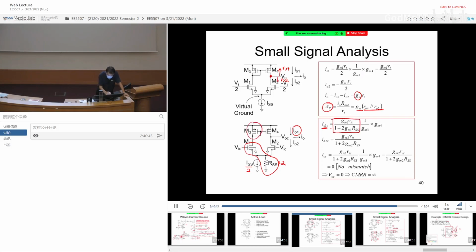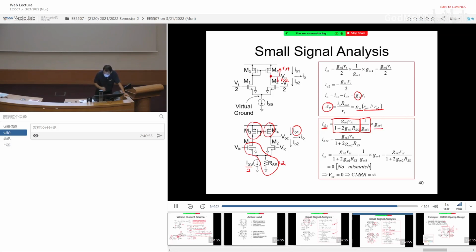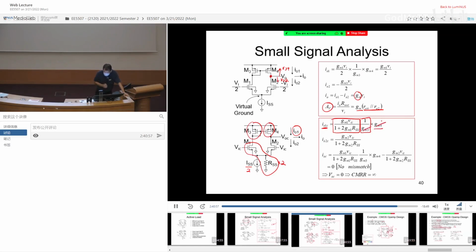And then you multiply by 1 over GM3. And then you multiply by this current source cell, this common source amplifier, GM4. This guy cancels. Okay, so you end up having this structure. For M2, also the same. You also have this common source with degeneration amplifier. So you can write down this guy right away.